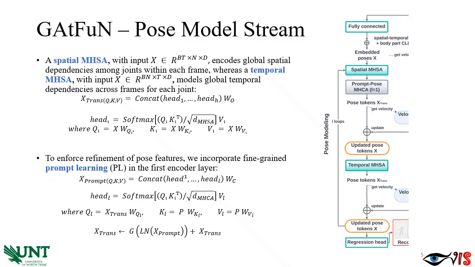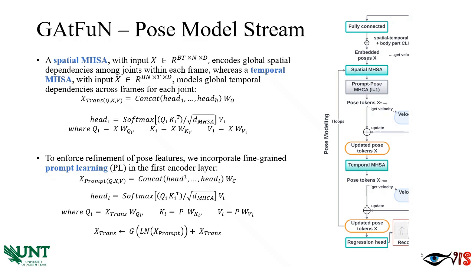In parallel, we use temporal multi-head self-attention. Here, the input is x, where batch and joints are flattened, and attention is applied across time for each joint. This captures long-range temporal dependencies for individual joints. Both spatial and temporal attention use the standard transformer formulation with query, keys and values obtained by linear projection of the input.